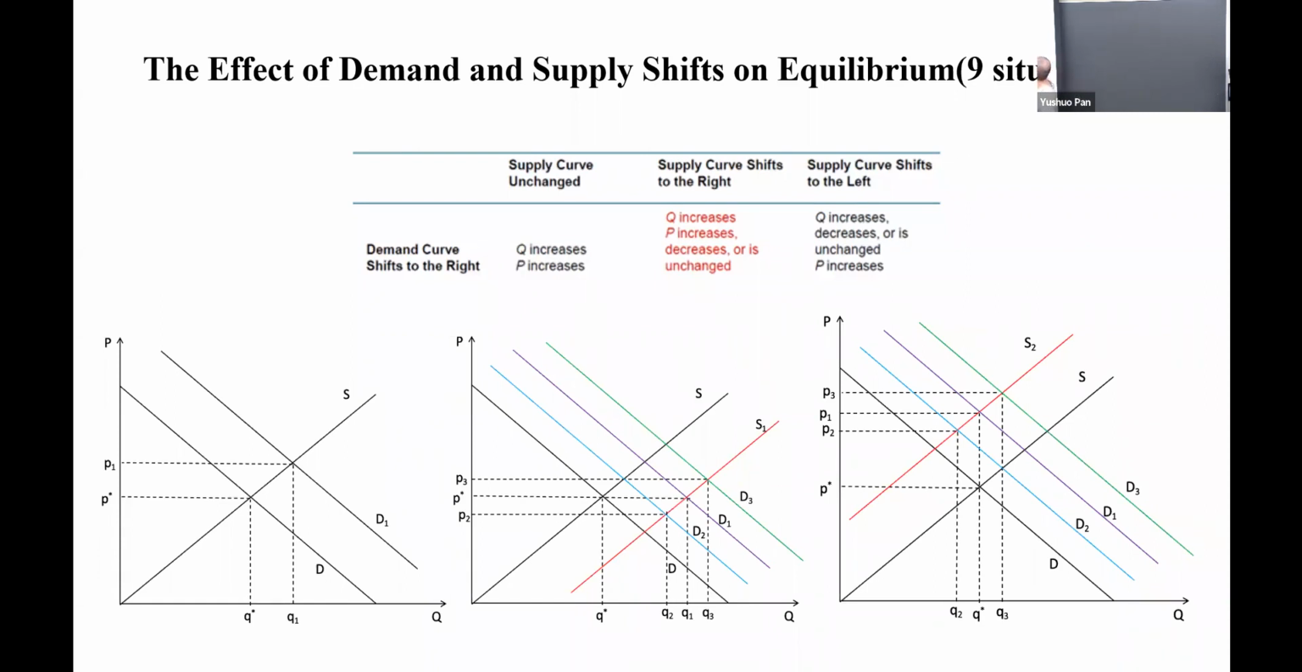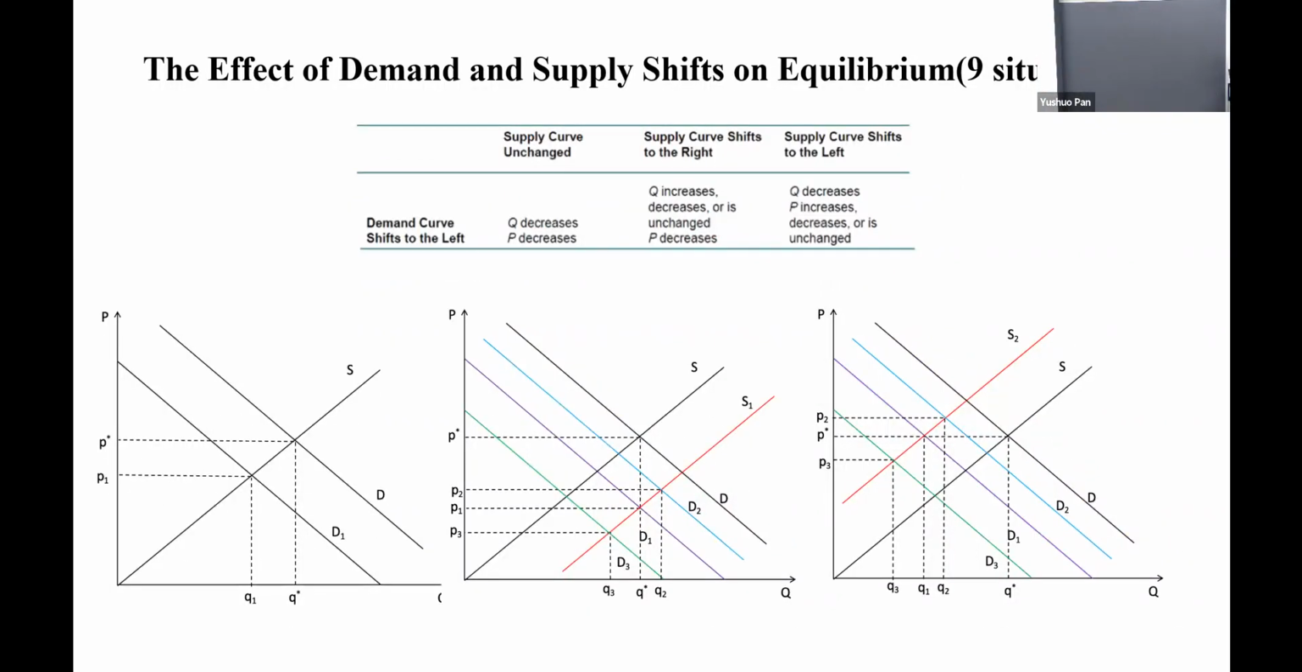So quantity will increase, decrease, or unchanged. This depends on how large the movement of E compared with S. But P will always increase in this scenario, right?